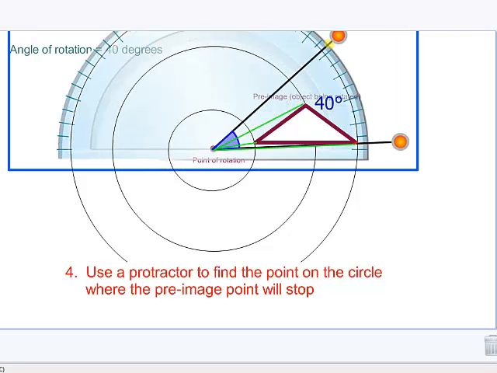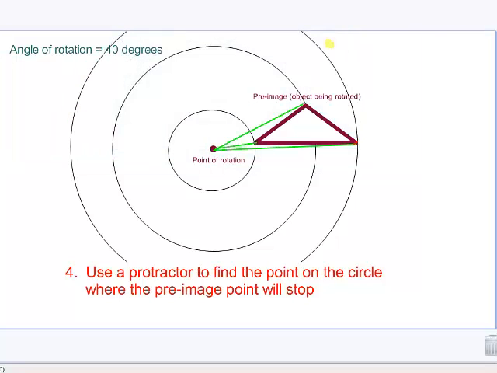You want to make a mark where the 40-degree mark is on your protractor and trace out a straight edge and find out where that 40-degree mark intersects the circle for that point. So this point started here. It's going to rotate along this path until right there. If this were point A, up here would be the point A prime.